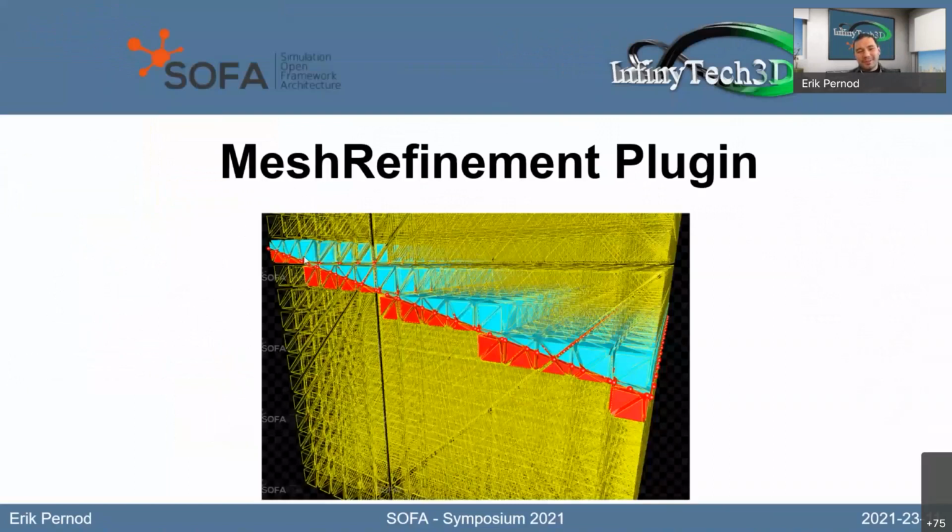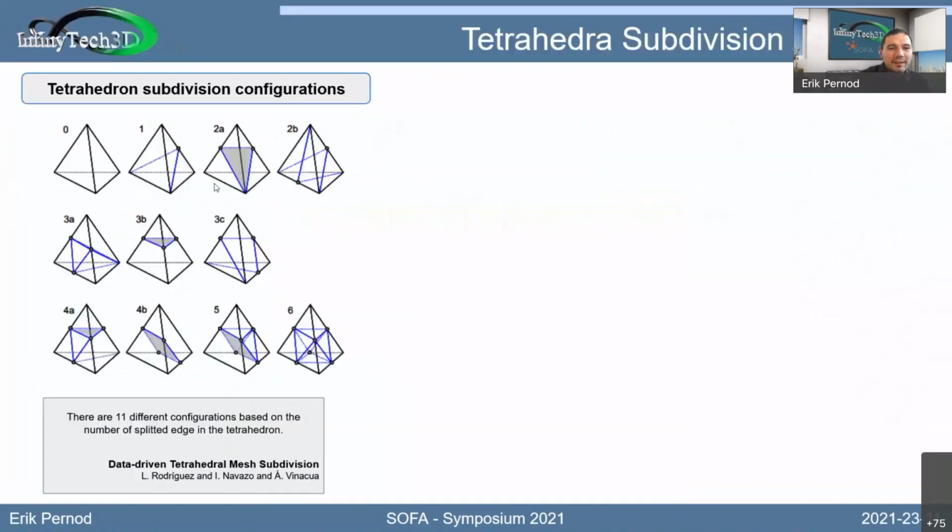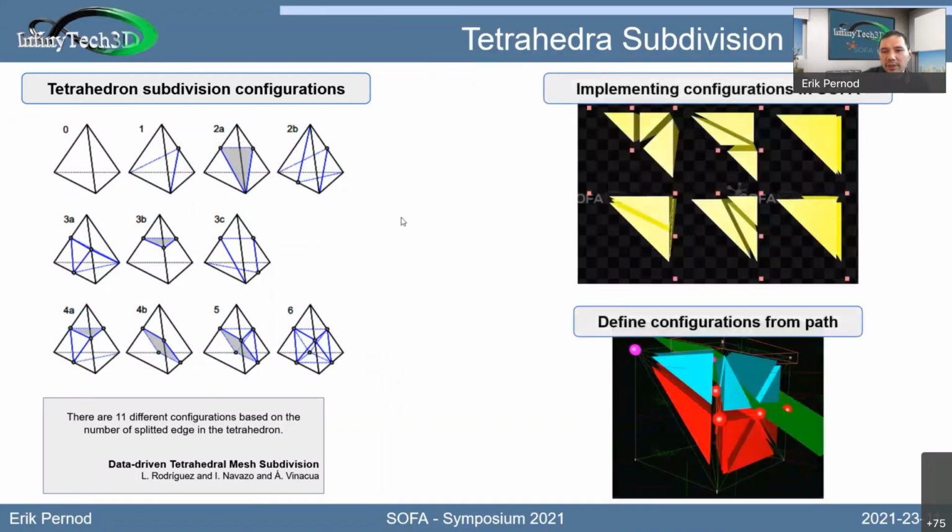And now I will move on to another topic, which is the mesh refinement plugin, also known as cutting. So the idea is that we are going to subdivide tetrahedra according to the intersection of their edges. And according to the paper on data-driven tetrahedral mesh subdivision, there are 11 possible configurations. Those configurations have been implemented inside SOFA. And then we define the configuration depending on the type of input, so for example, a cutting plane.